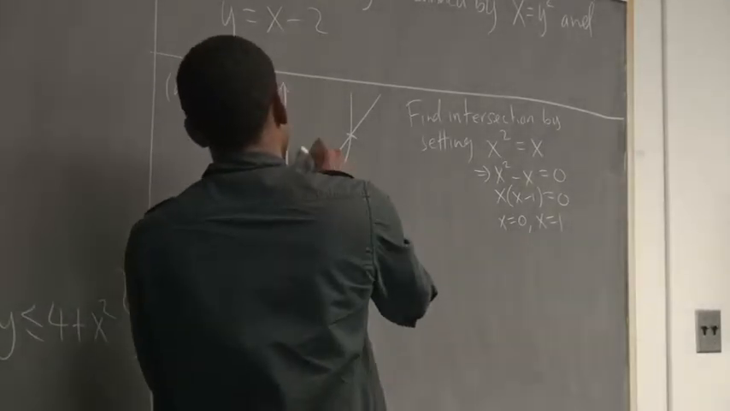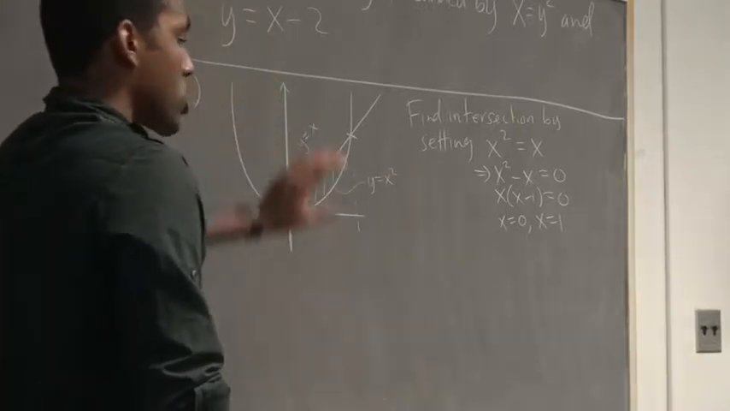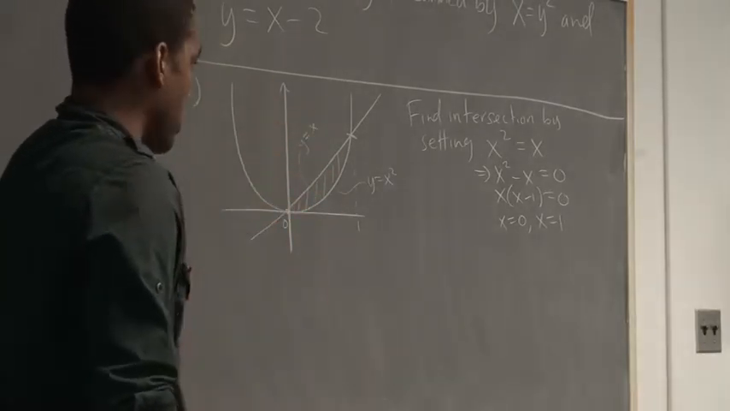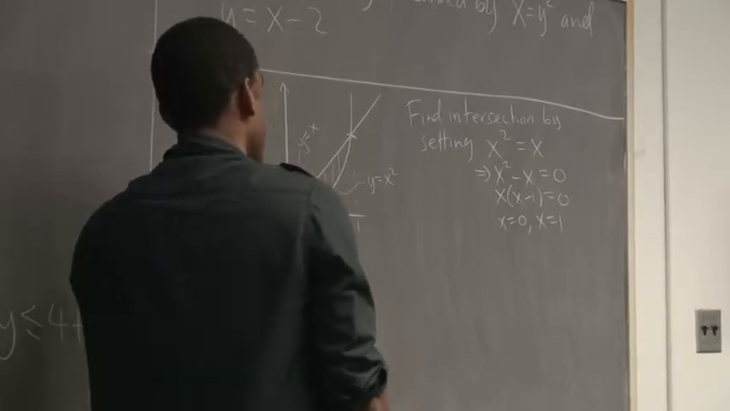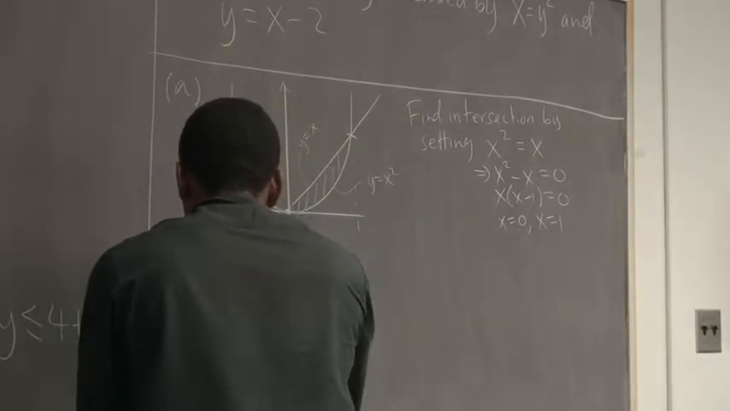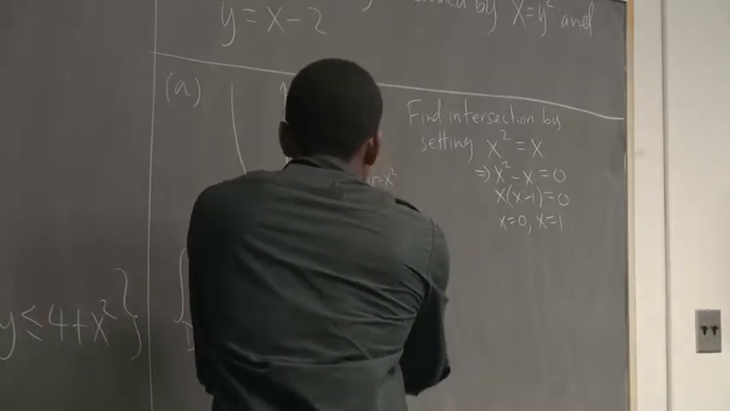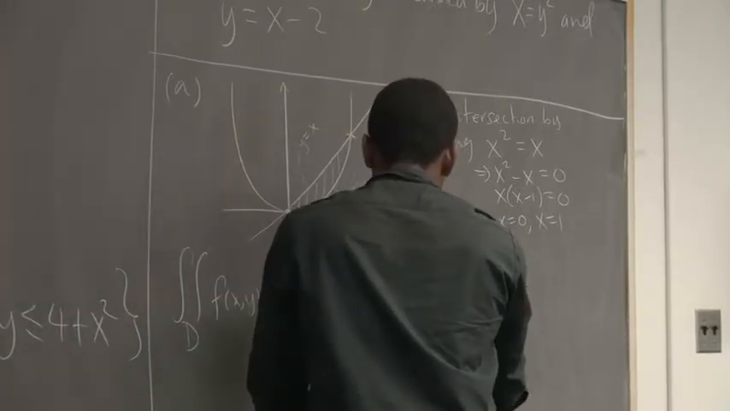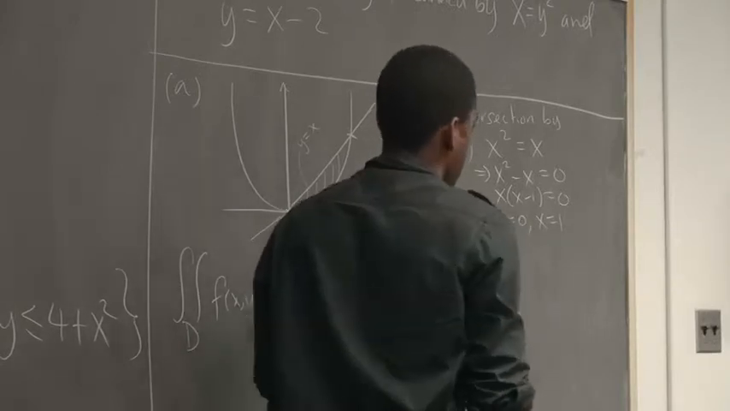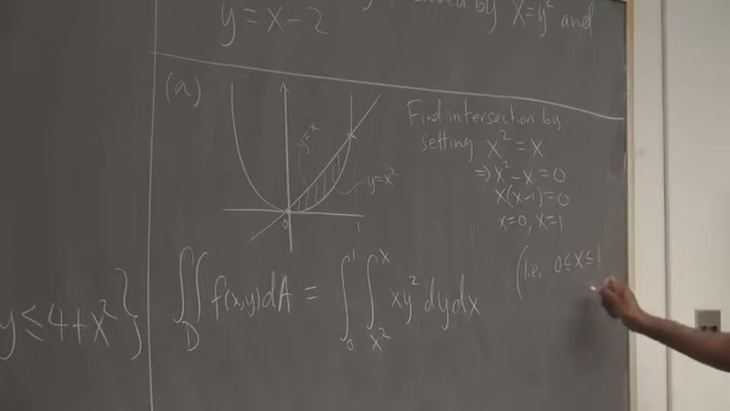Now, the top function I can describe as y equals x, while the bottom function is y equals x squared, right? So I draw my picture and immediately identify the function on the top and the function on the bottom. I've also identified the constants. My constants here are my x's, and my functions are functions of x. So it will be nice to set up the integral as x goes from 0 to 1, my y goes from the bottom function to the top function, and my function here is xy squared. That is, x from 0 to 1, y from x squared to x.